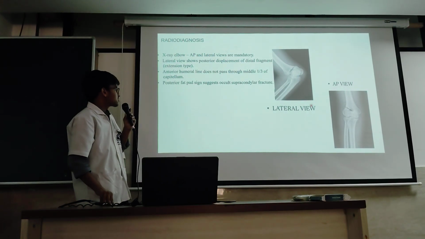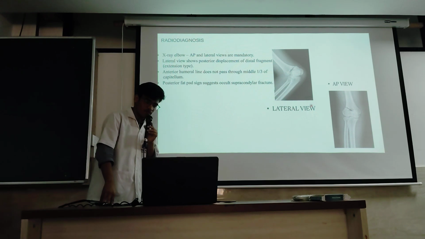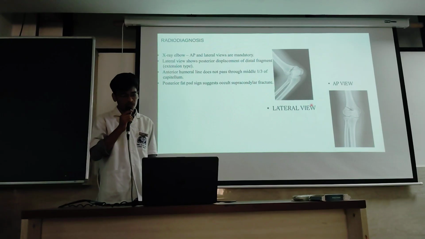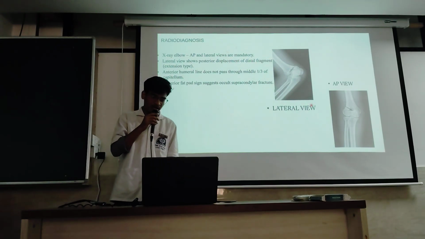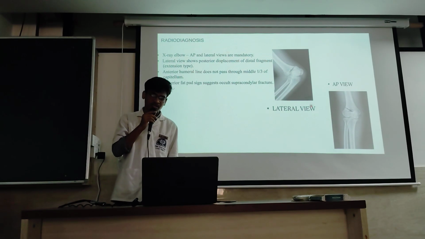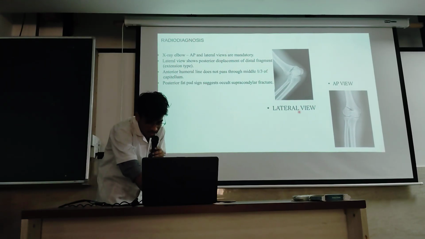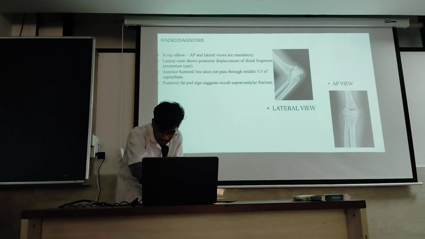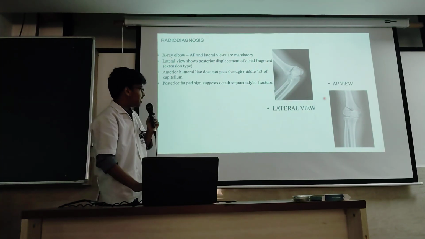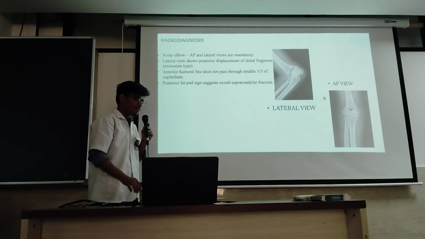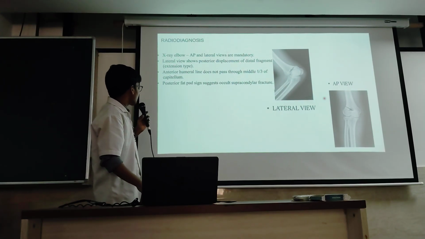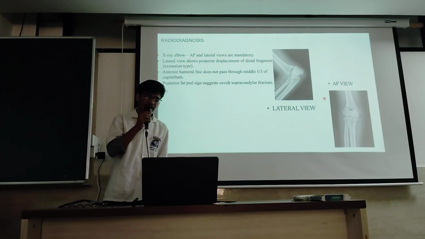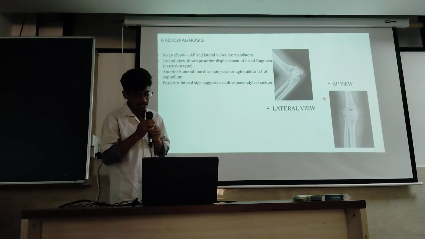Moving to the radio diagnosis, for proper diagnosis two views are mandatory: anteroposterior and lateral. The anteroposterior view shows if there is displacement toward the lateral or medial side. The lateral view shows if the displacement is toward the anterior or posterior side. As seen in the lateral view, there is posterior displacement, and in the anteroposterior view, lateral deviation can be seen. The anterior humeral line does not pass through the middle one-third of the capitulum. It's an important distinction, as normally it passes through the middle one-third of the capitulum, a knob-like structure present anterior to the humerus, over which the radial bone lies.